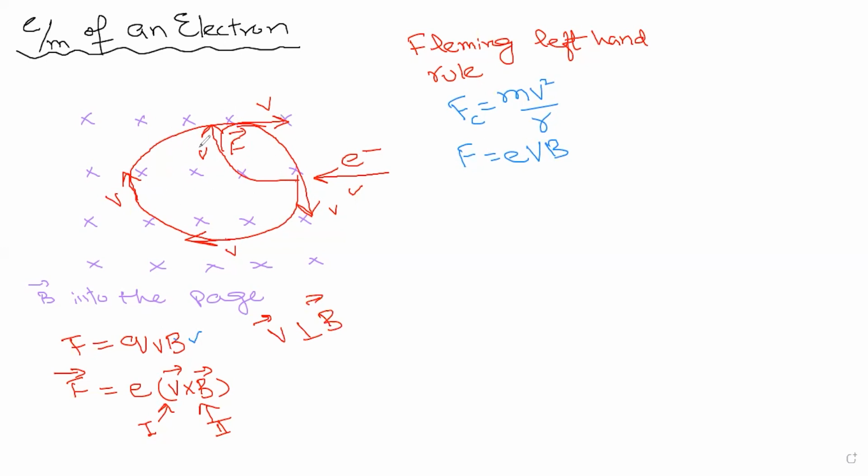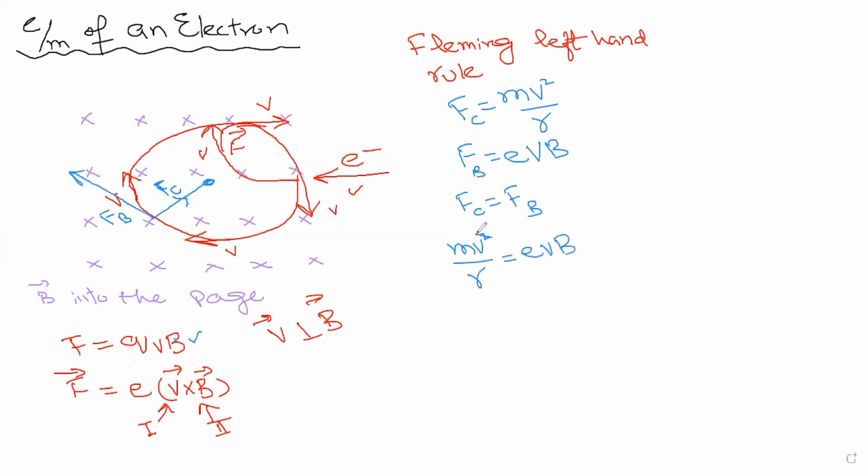As the particle is moving in a circular path, the magnetic force is providing the centripetal force necessary to keep it moving along. The direction of the centripetal force will be towards the center, and the magnetic force will act perpendicular to the centripetal force. These two forces will keep the particle moving in a circular path. So by comparing both of these formulas, Fc equals F, I can write mv squared upon r equals eVB.